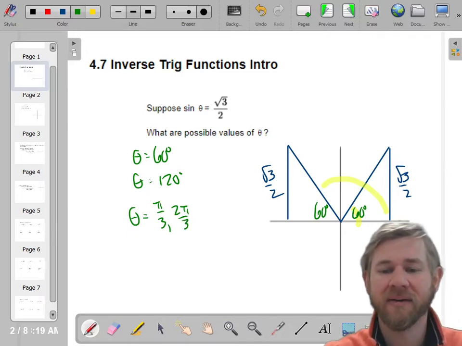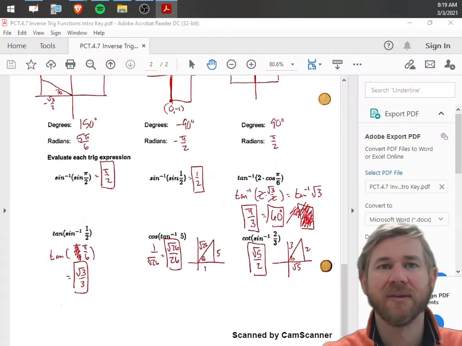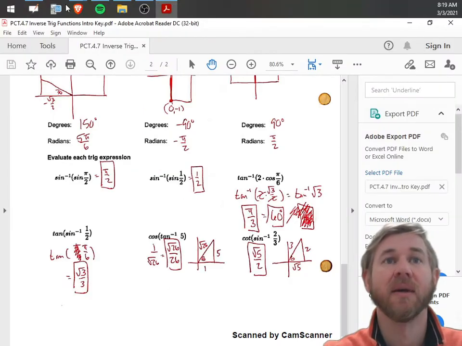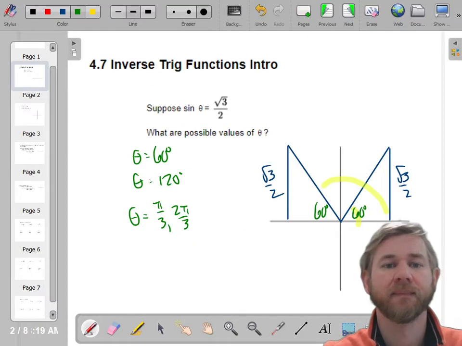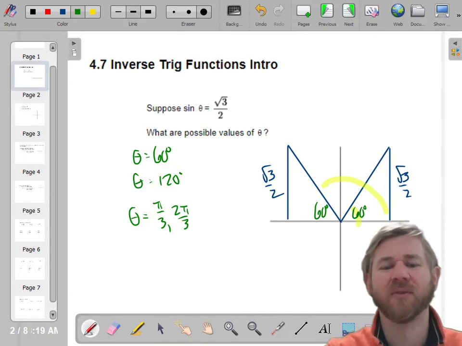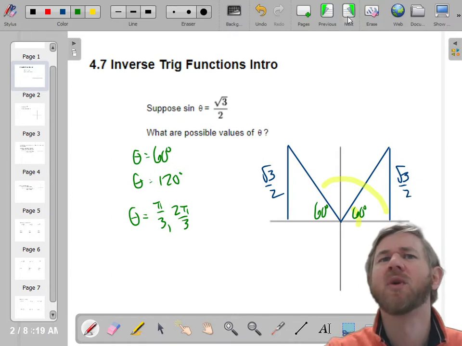But what we're doing now is we're kind of trying to figure out where does this happen? So let me get that out of the way. And it happens in two different places, which is kind of an issue that we're going to have to address. So let's talk about one more type of problem like this.